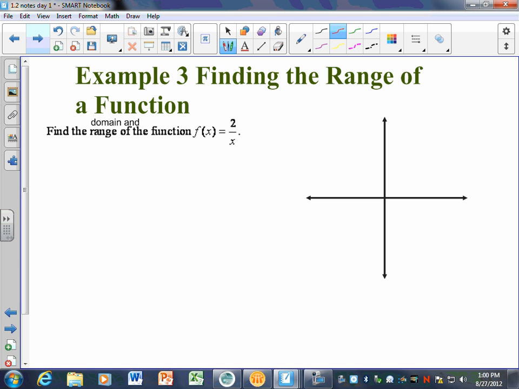Let's see if that's the only value here. Let's just make a little xy chart again. If all else fails, if you ever forget how to graph something, you should always think about xy charts. And I'm just going to pick some points here. Stop me if you're confused on where I'm getting these. But if I pick negative 2, I'm going to get 2 over negative 2, which is negative 1. If I pick negative 1, I'm going to get 2 over negative 1, which is negative 2.